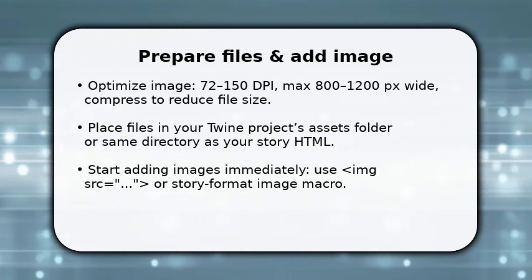Now you'll place and style the image inside the passage so it behaves predictably. Insert the image tag or macro, add width and alt attributes, and apply responsive CSS like max-width: 100% so it scales on different screens. Once done, connect styling either inline for quick tweaks or in your story style sheet for consistent layout.